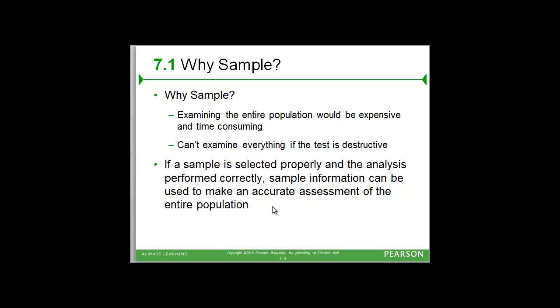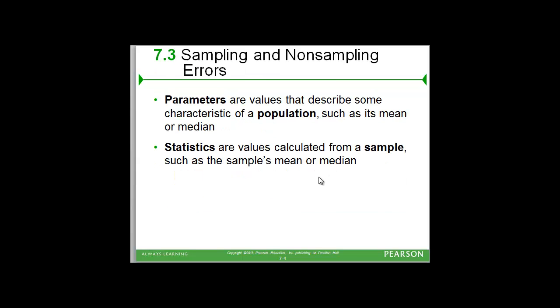We can use all the techniques we learned to study the sample to predict the features or characteristics of the population. Again, let's grab some concepts first. Parameters. Parameters are the values that describe some characteristic of a population, such as mean or median, right? So the population mean is a parameter of a population.